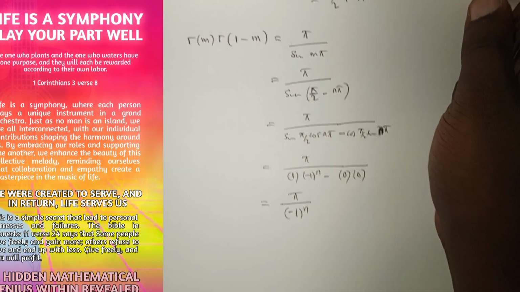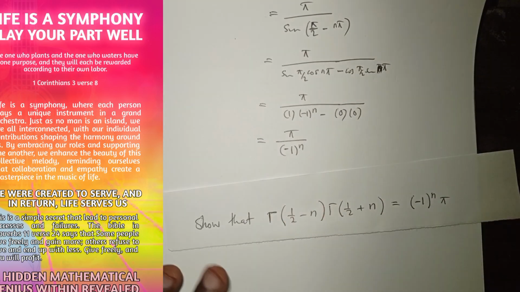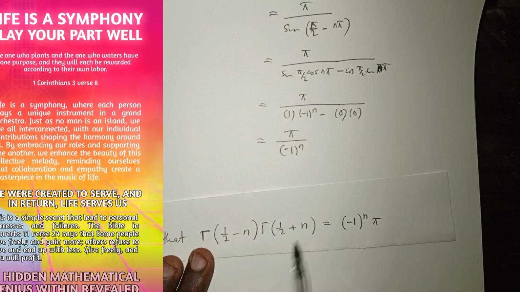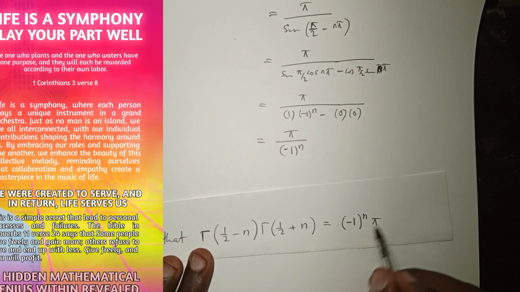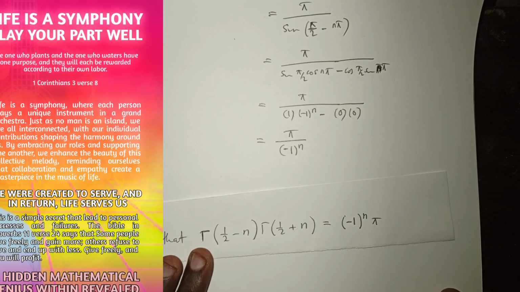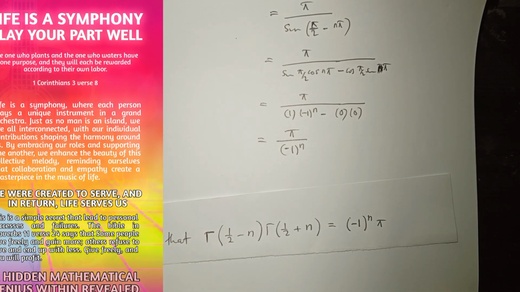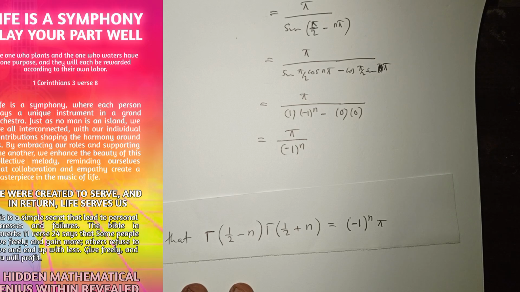Okay. So now we want to show that gamma of 1 over 2 minus n and gamma of 1 over 2 plus n is equal to minus 1 to the power n multiplied by pi, not this, so we are not done yet. So for us to have something like this, we can see that on the numerator we're supposed to have minus 1 to the power n. So what we do to the numerator is what we do to the denominator, so that we don't change the value of the expression.